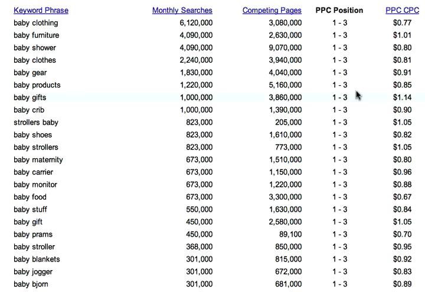Now, what we're trying to do with Discover Niches is one of two things. We can either just discover a niche that we want to play in, like, for example, baby clothing, right? Because it gets a ton of searches. But that's probably not the keyword that we're going to go after because there's too many competing pages, and it would probably be unreasonable to think that we could compete for just baby clothing. But it is a niche that we have found right here.